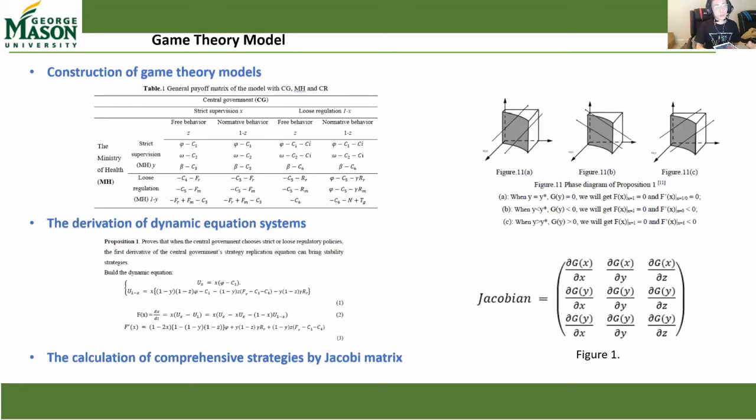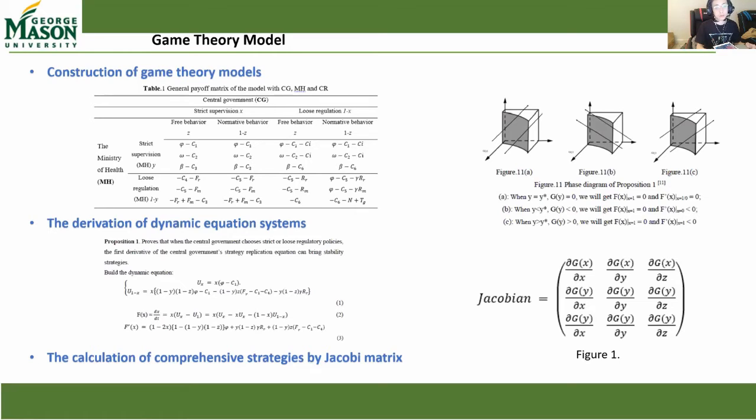I finished the model construction with a general payoff matrix of the model with CG, MH, and CR. CG here is the central government, and CR is the citizen. And then I proved the model derivation and the verification. In this process, I proposed a total of 6 hypotheses.